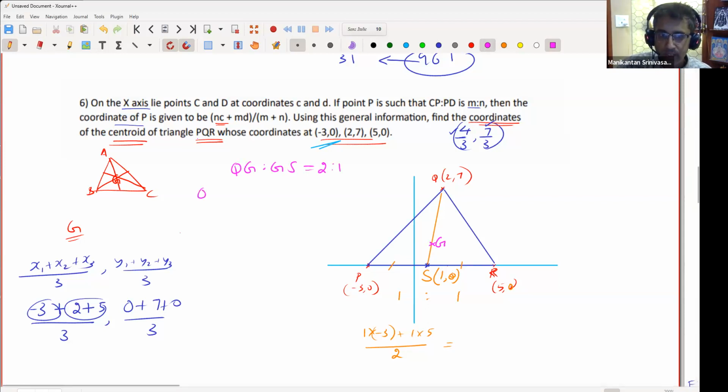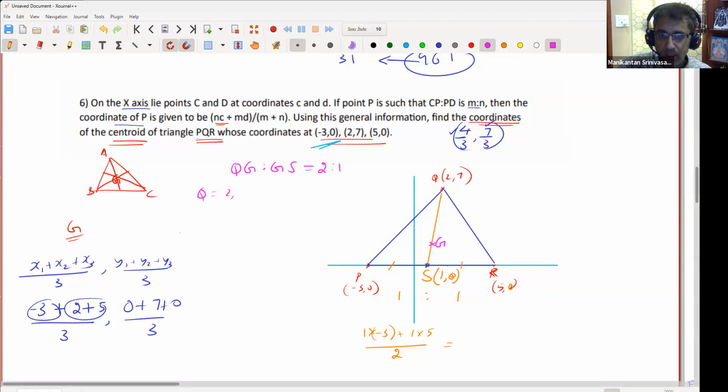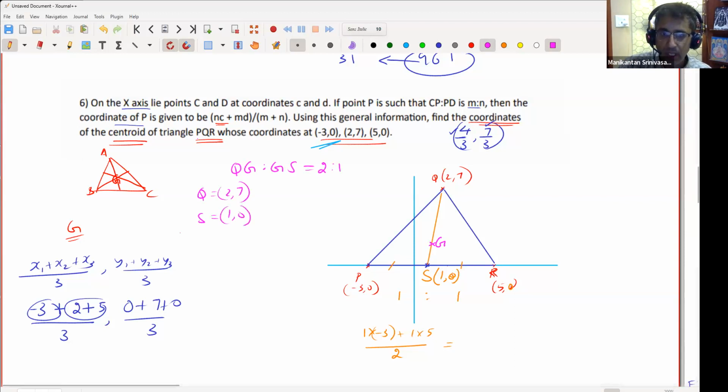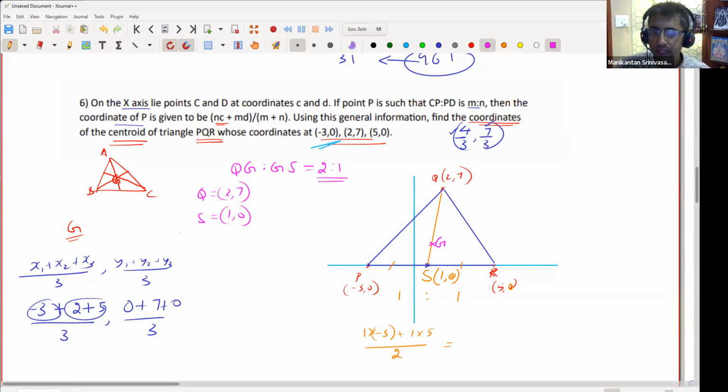So I know my Q is 2,7. I know my S is 1,0. Now I'll have to apply this 2:1 ratio both to the X coordinate and to the Y coordinate separately. Okay, so let's apply to the X coordinate. So the X coordinate here is 2 and the X coordinate here is 1, but the ratio is 2:1. Therefore, it's 2 times 1 plus 1 times 2. Are you guys with me?